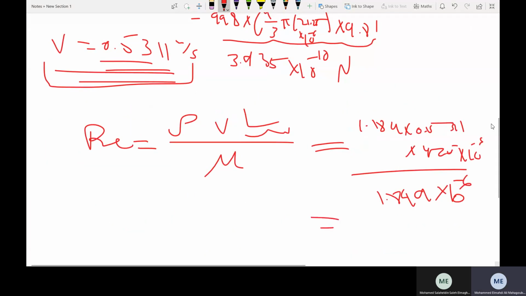Let us just check the Reynolds number. Because if the Reynolds number is high, then our solution is wrong, and we need to use the drag force formula that does not assume creeping flow. That one contains density in it.